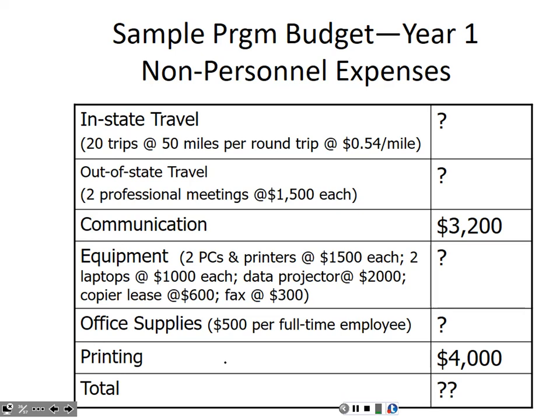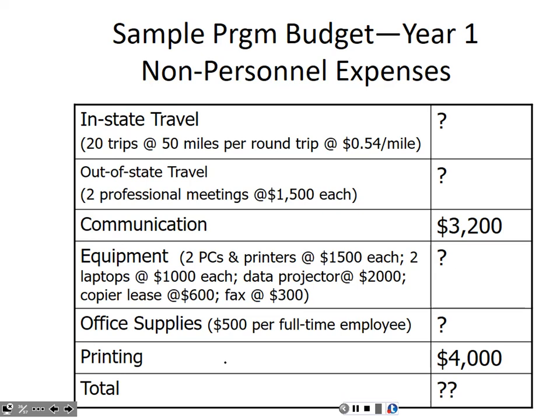Equipment, we plan to purchase 2 personal computers and printers at $1,500 each, 2 laptops for the work that we will be doing in the field at $1,000 each, a data projector to give our health educational seminars at the schools at $2,000 each, and we will be leasing a photocopier for our office at an annual cost of $600, and then purchasing a fax machine for our office at a cost of $300.